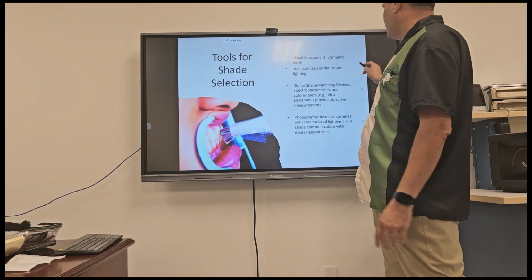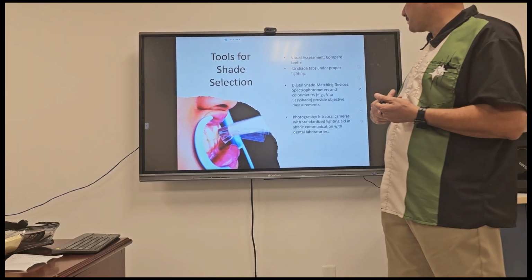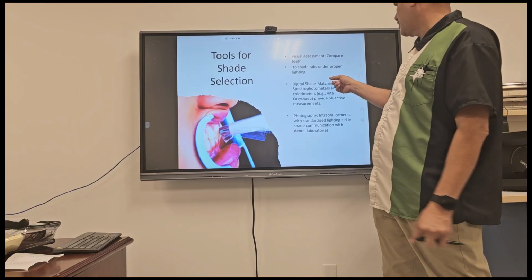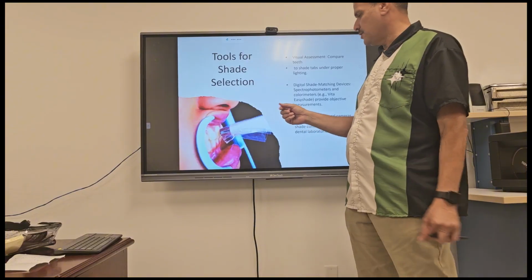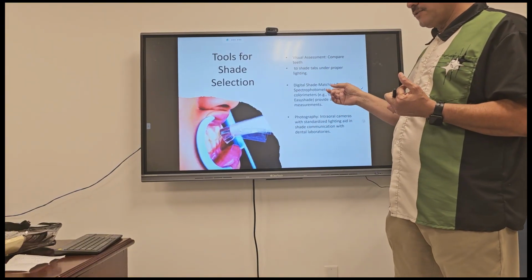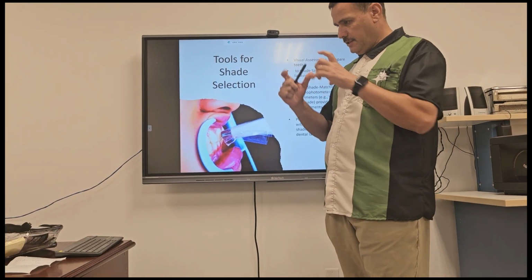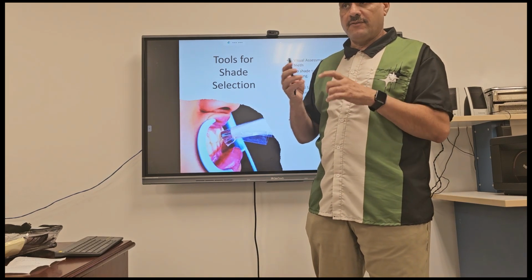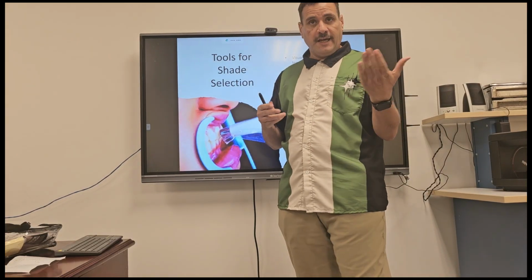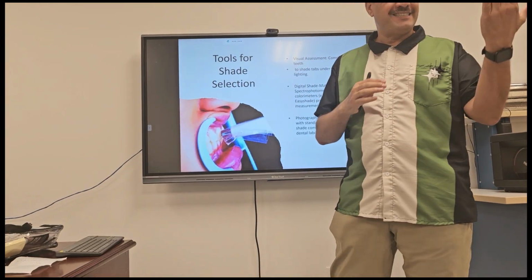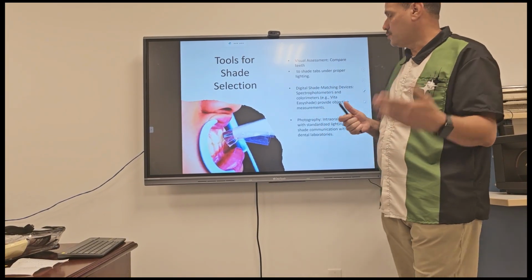But there's a certain machine that can measure the color and give it to you. These are digital shade matching devices. It's not very expensive nowadays, because it used to be very expensive. And if you have a good digital photograph, you can take a picture of that and email it to the dental lab technician. It will help the dental lab technician immediately. You can write the number, but if they have a picture too, it will help a lot.